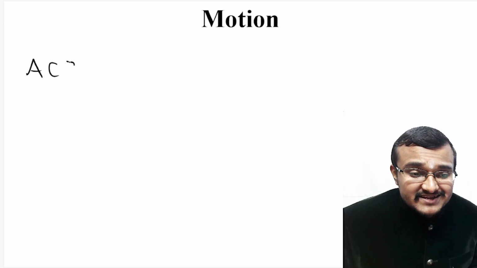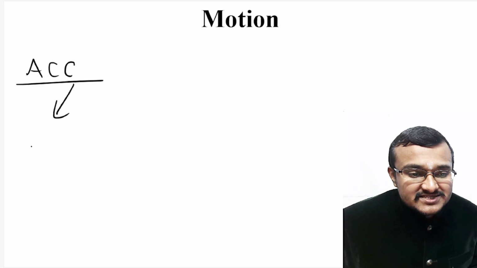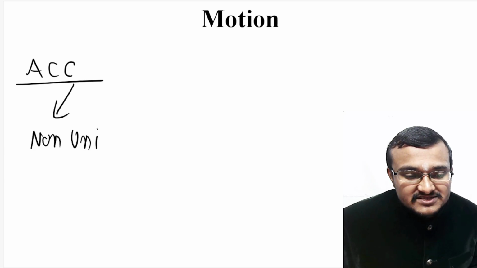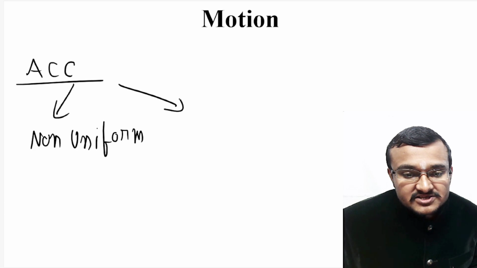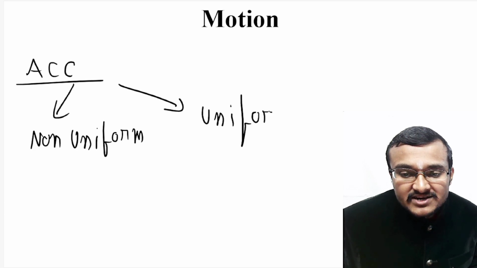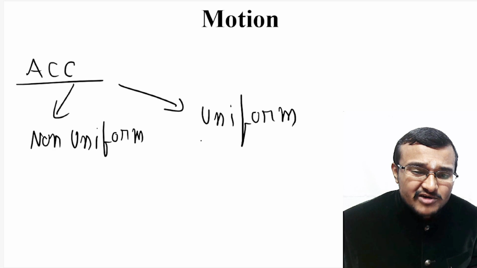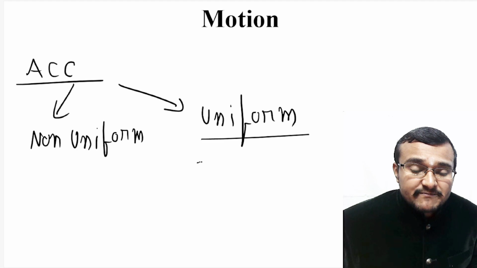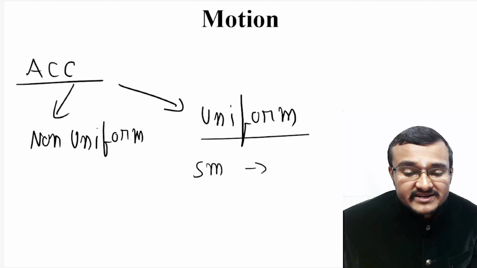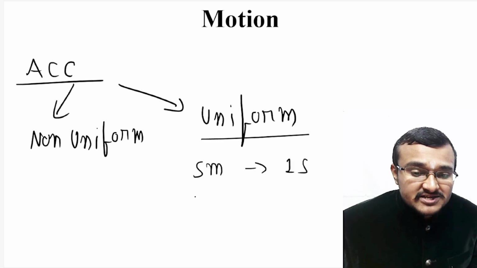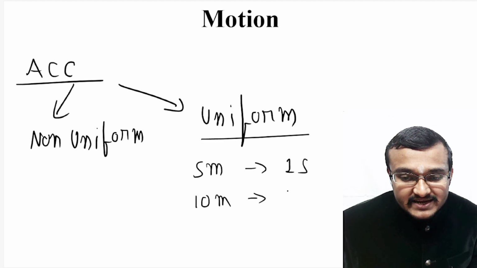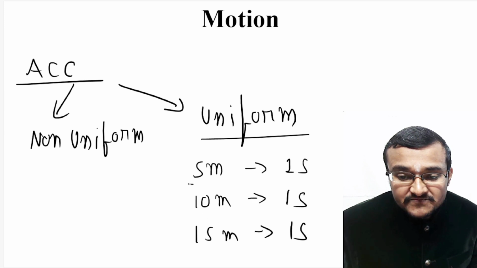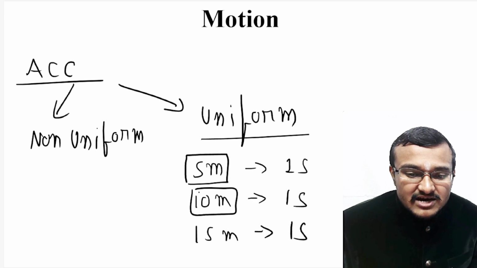Here in acceleration you have two kinds. One is non-uniform acceleration and the other is uniform acceleration. So what do you mean by non-uniform acceleration and uniform acceleration? If a particular object is following a constant increase in its velocity, for example, if a particular object was covering 5 meter in 1 second, and the same object was covering 10 meter in 1 second, and the same object is covering 15 meter in 1 second, you can see there is constant increase in the coverage of distance in the same 1 second duration.